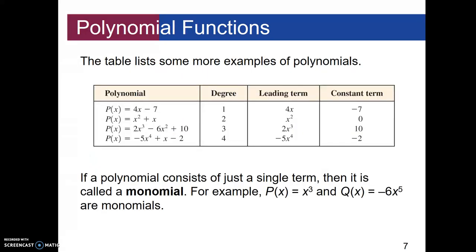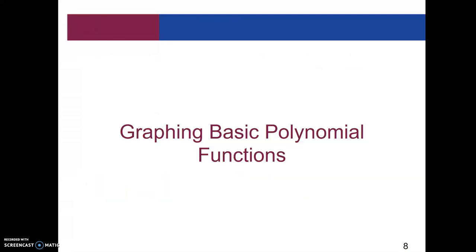Okay, then here's some other examples. There are some special names based on how many terms there are. So if you have two terms, it's called a binomial. If you have just one term, it's a monomial. Three terms, trinomial. Polynomial is the most general. It could stand for any number of terms, but again, here you see the degree, the leading term, and also the constant term being identified.